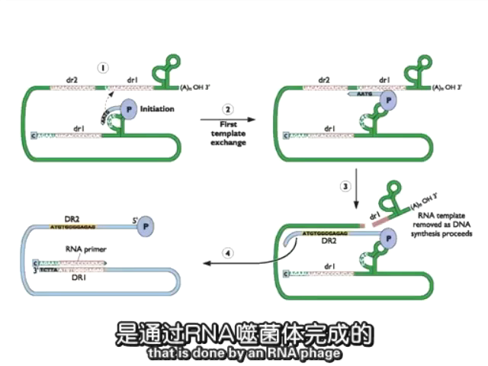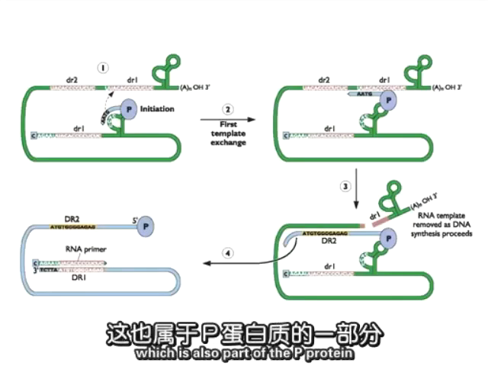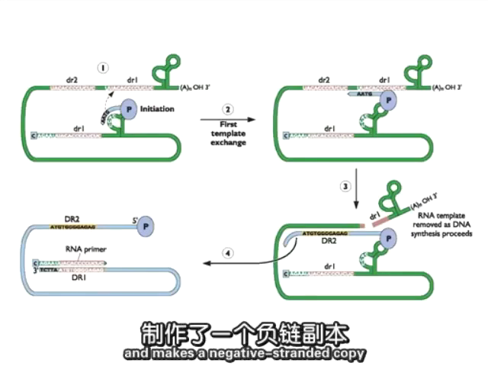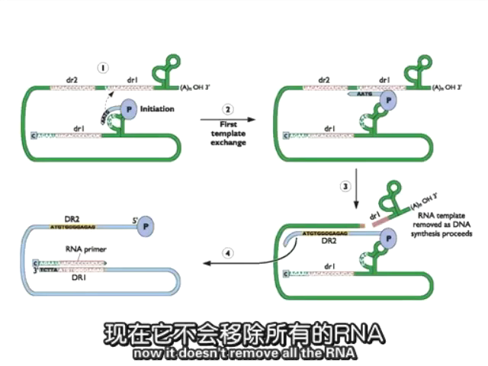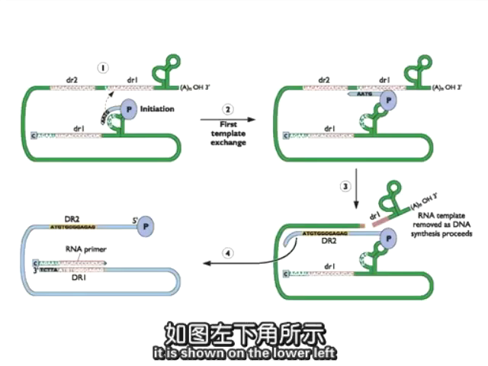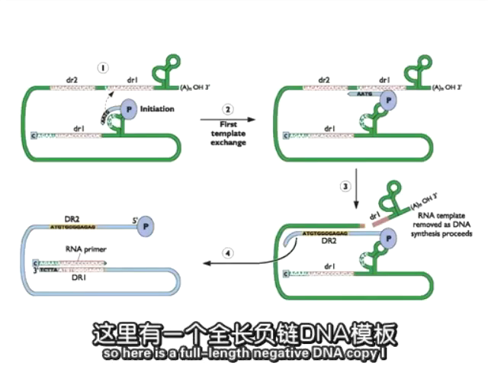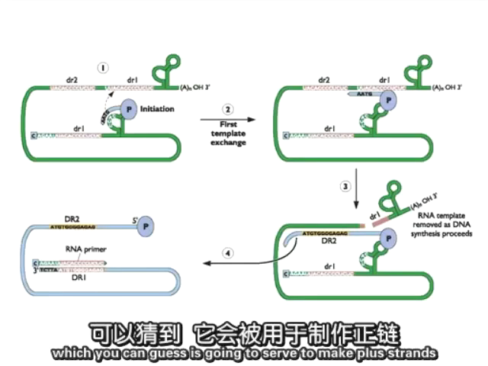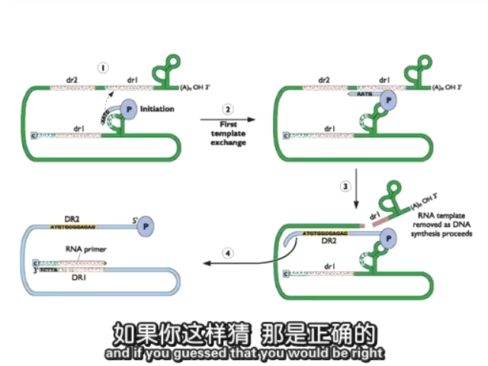That's done by an RNase H, which is also part of the P protein. And eventually this copies the entire genome and makes a negative stranded copy. Now it doesn't remove all the RNA, it leaves an RNA primer at the end shown on the lower left. So here's a full-length negative DNA copy. It leaves a little bit of an RNA primer, which you can guess is going to serve to make plus strands. And if you guessed that, you'd be right.